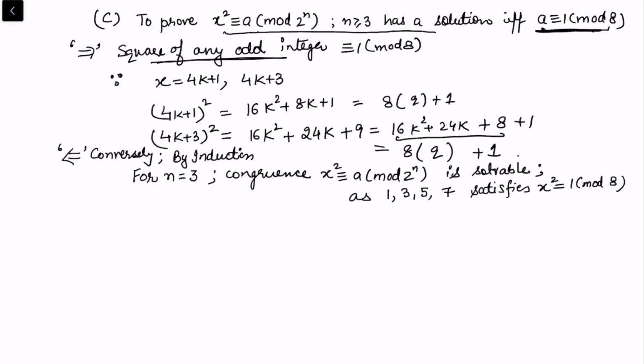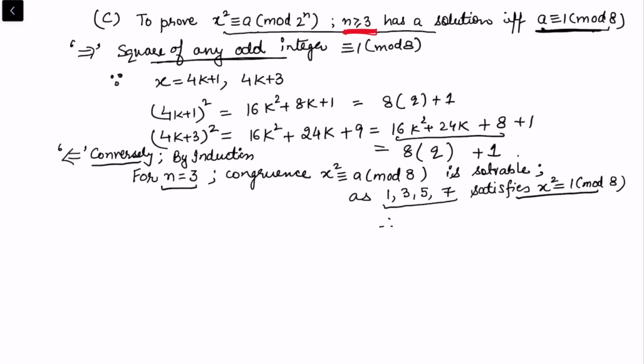Now let's prove the other direction, the converse, again by induction. For the first step of the induction, I need to consider n equal to 3, because the least possibility we are working with is n greater than or equal to 3. So the least value n can take is 3. In this case, the congruence x square congruent to a modulo 2 to the power n becomes x square congruent to a modulo 8. This is solvable if x can take values 1, 3, 5 and 7, which satisfy this congruence.